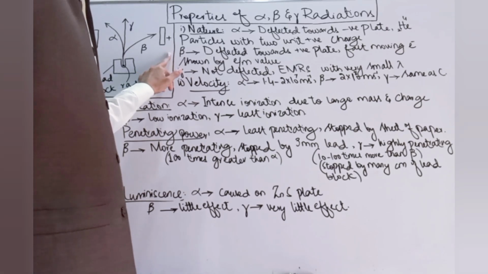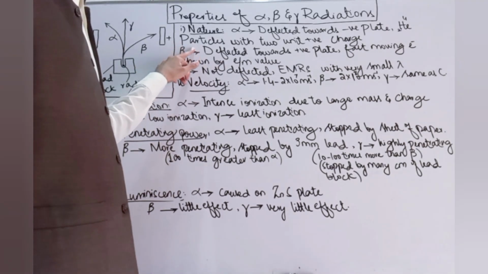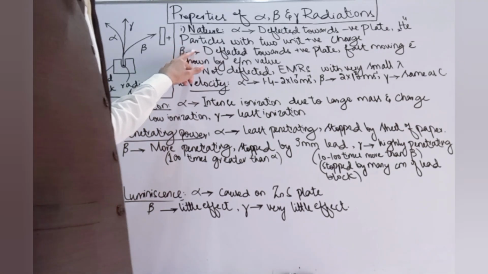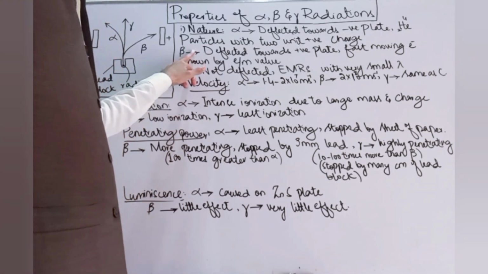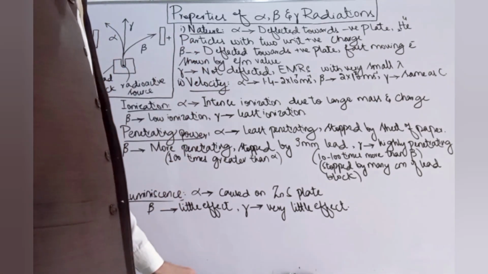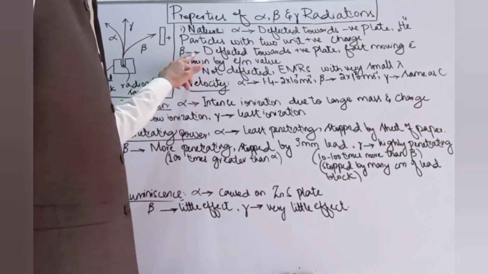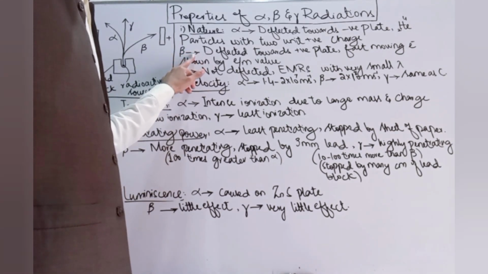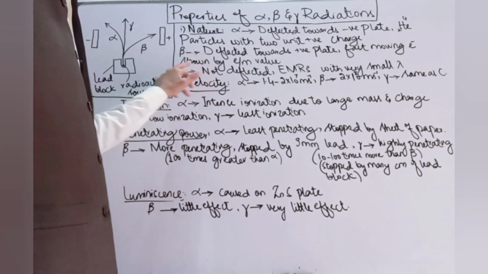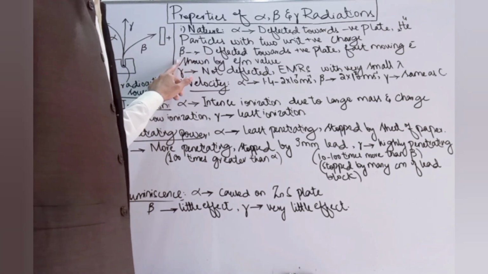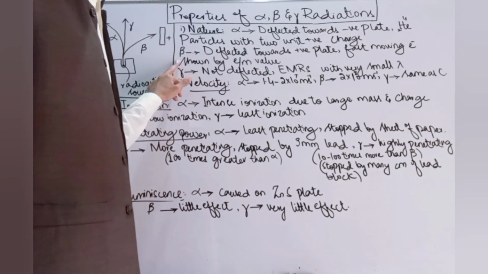If we talk about the beta particles, they are deflected toward the positive plate, showing that they are negatively charged particles. Many scientists worked on the composition and the nature of the beta particle. It was discovered that the beta particles were fast moving electrons, and this was shown by the e over m value of the beta particles.